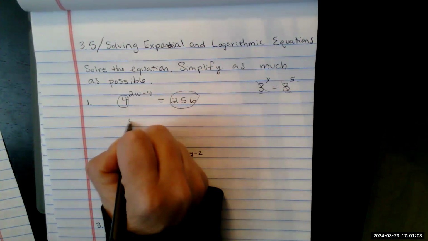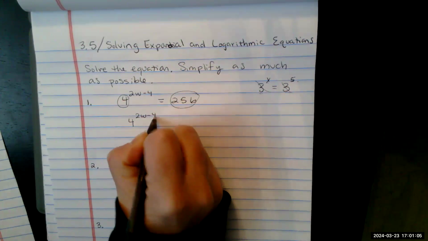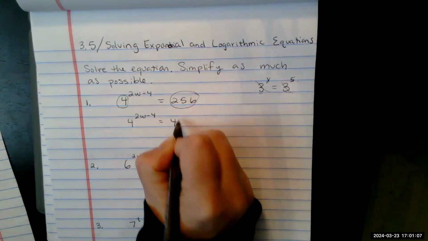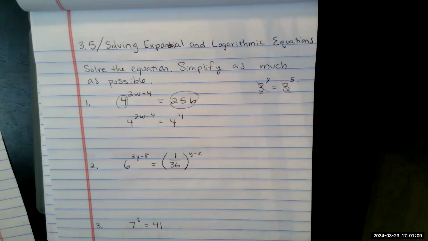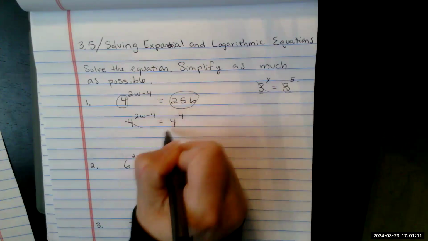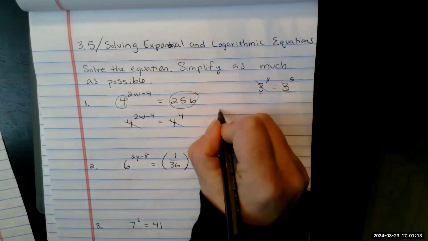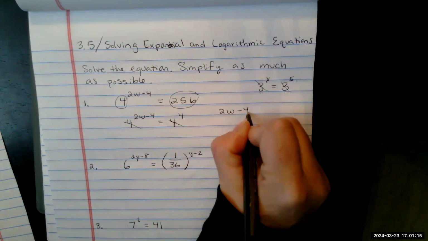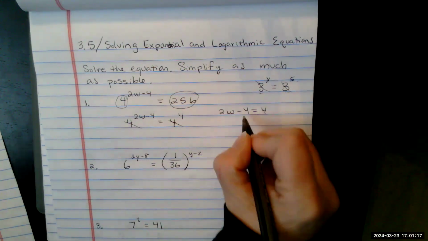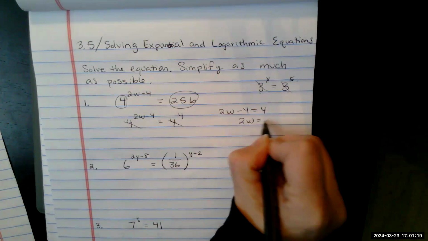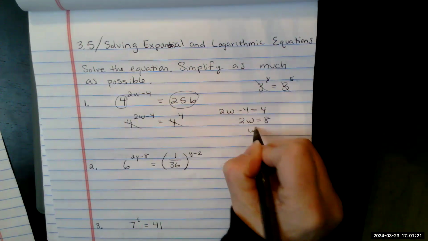So I can rewrite this because 256 is 4 to the 4th power. So now we can basically ignore the bases and set 2w minus 4 equal to 4 and solve. So I'm going to add 4 and divide by 2.